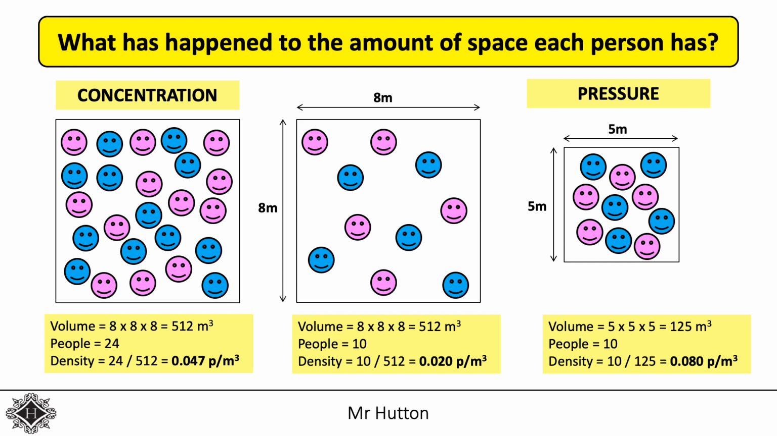On the right hand side, what we've done is made the room smaller. We've kept the number of particles the same, and so it's 10 particles divided by 125. So the density of particles in this room is 0.08 particles per meter cubed. So there's almost 0.1 particles per meter cubed. So the space between particles in the pressure example there is a lot less. So there's going to be more frequent collisions there, and the rate of reaction will be higher.